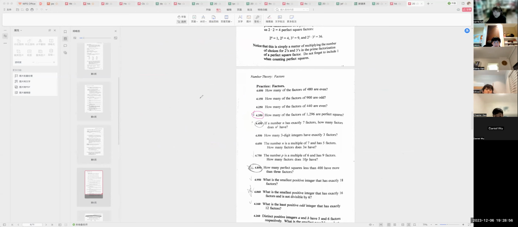Okay, so let's take a look at number 3. Oliver, how many of the factors of 1296 are perfect squares? I'm still doing it. Okay, so everybody, do you need more time? Okay, I'll give you more time.